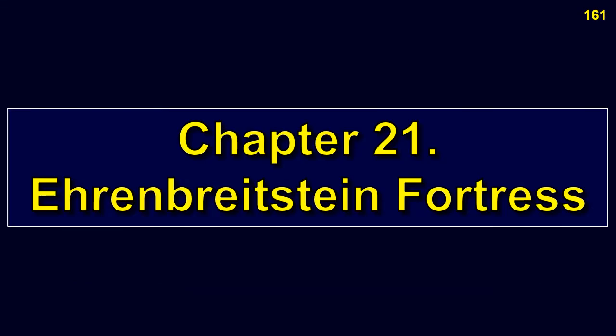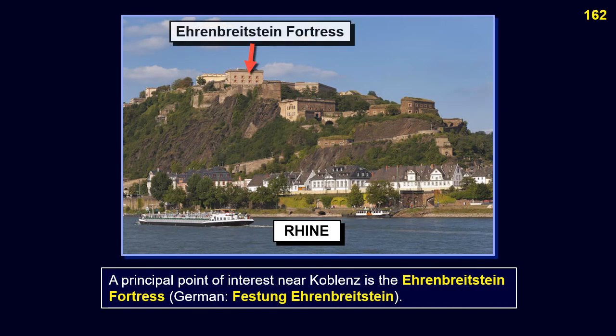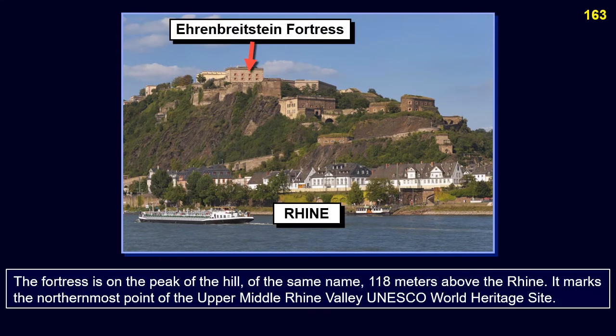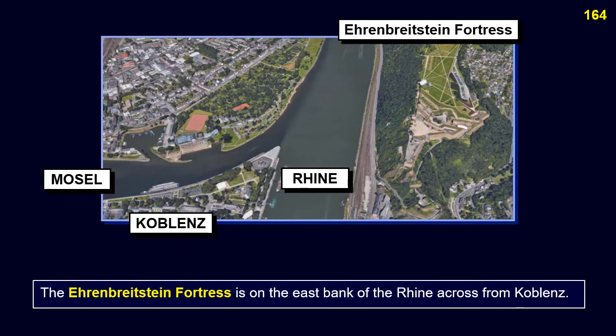Chapter 21. Ehrenbreitstein Fortress. A principal point of interest near Koblenz is the Ehrenbreitstein Fortress, in German, Festung Ehrenbreitstein. The fortress is on the peak of the hill of the same name, 118 meters above the Rhine. It marks the northernmost point of the Upper Middle Rhine Valley UNESCO World Heritage Site. The Ehrenbreitstein Fortress is on the east bank of the Rhine across from Koblenz.